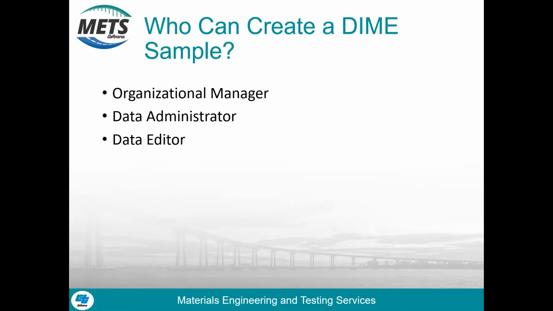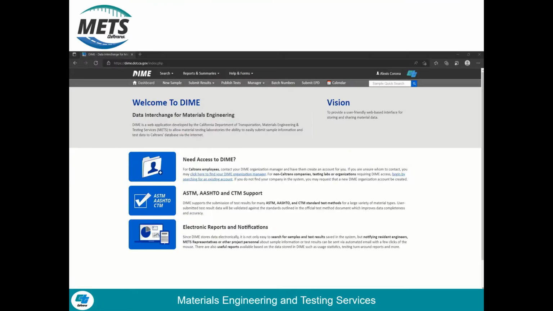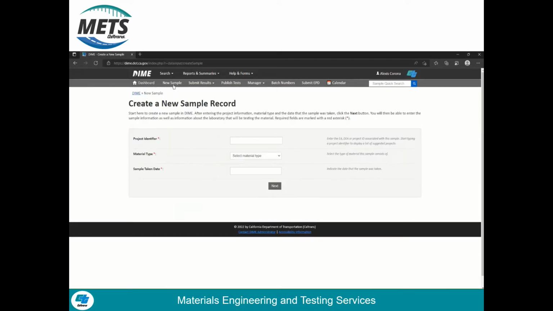A new sample record can be created by an organizational manager, data administrator, or data editor registered in Dime. Now, I will walk you through the process of creating a new sample record in Dime. To get started, log into Dime and navigate to the Dime dashboard and select New Sample. This brings you to the Create a New Sample Record page, where you are to input information about the sample such as project identifier, material type, and sample taken date.